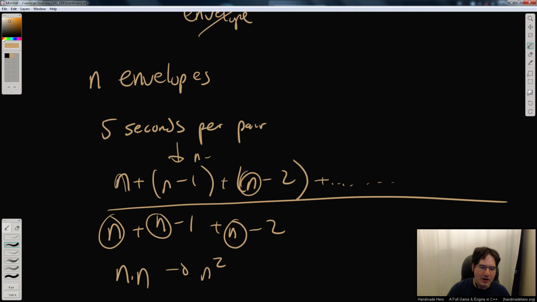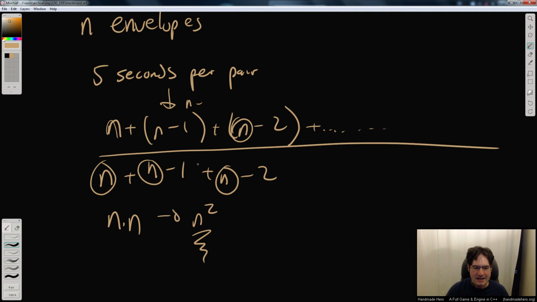Which means that the number of envelope pairs I have to look at is going to be proportional to n squared. Now there's a subtraction in here, right? I have n minus 1, the constant, that gets removed from there. But subtracting a single n from an n squared is just going to give you n squared minus n or something like this. It's only going to take away a very small amount.